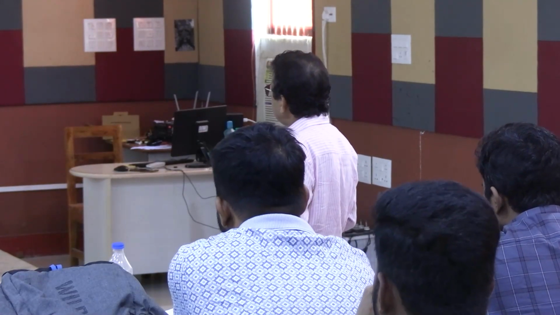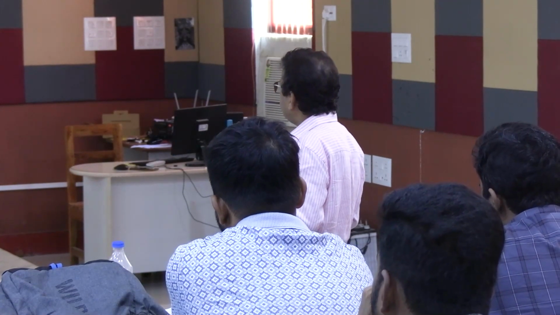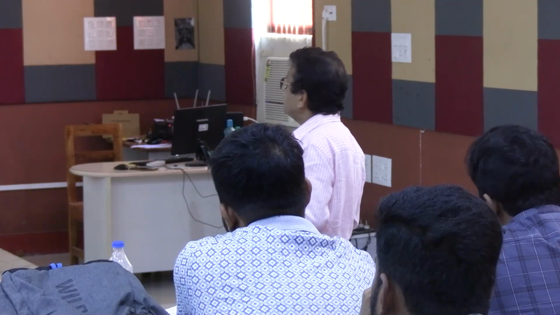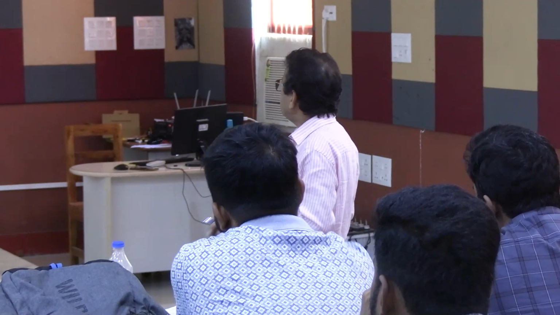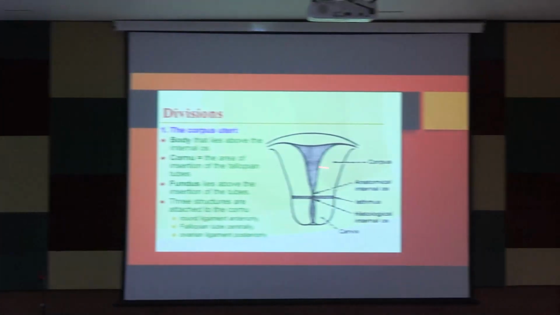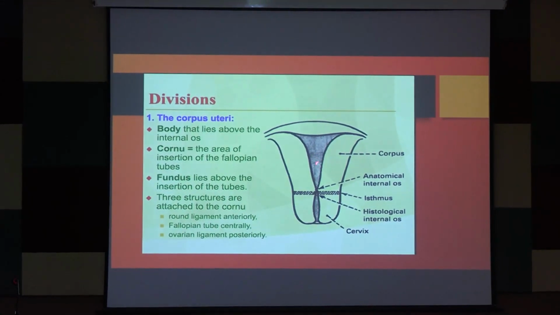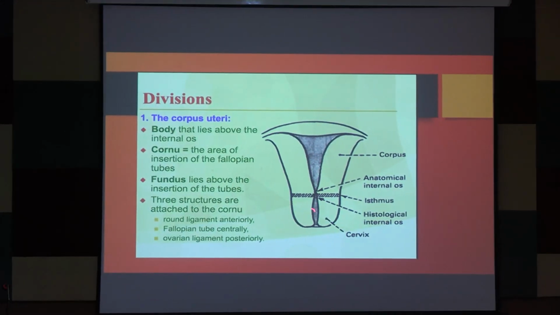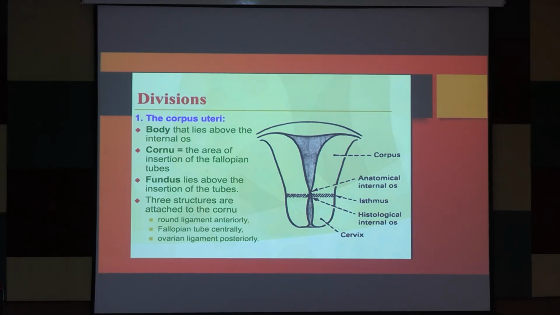You see, the lining of the uterus is called the endometrium. This is the myometrium, the muscle of the uterus; the lining is the endometrium, and the lining of the cervix is the endocervix. And you see the attachment of the fallopian tube, this is the cornu, and the part above the cornu is called the fundus, and below the isthmus it is the cervix.